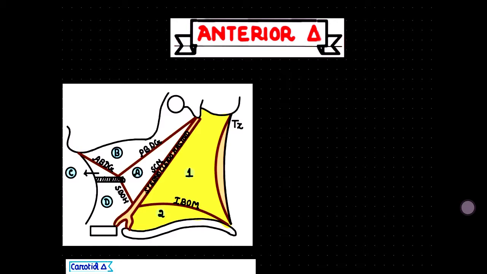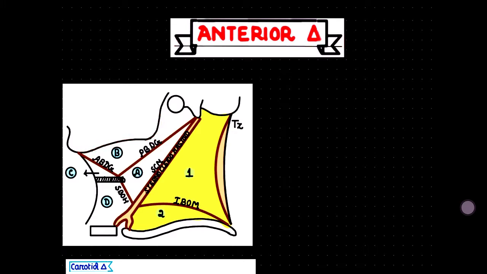What do we have in the base? What is the base? This is the base. What is this? This is our lower border of the body of mandible. This is the mandible, the body of mandible, and we are talking about the lower border of the body of mandible. So this is making our base.